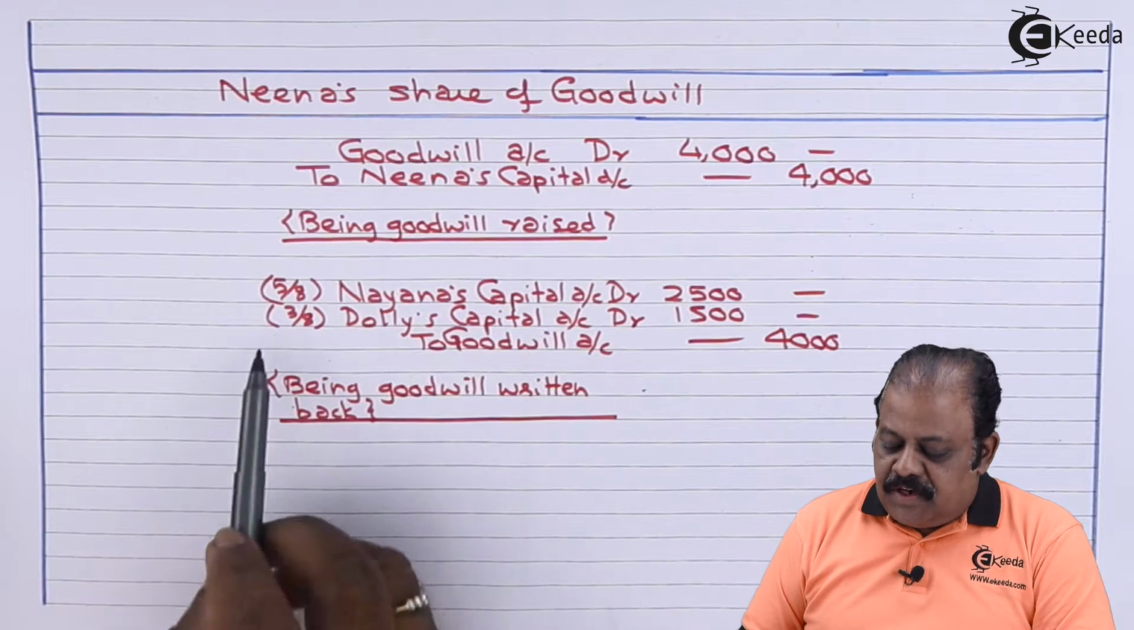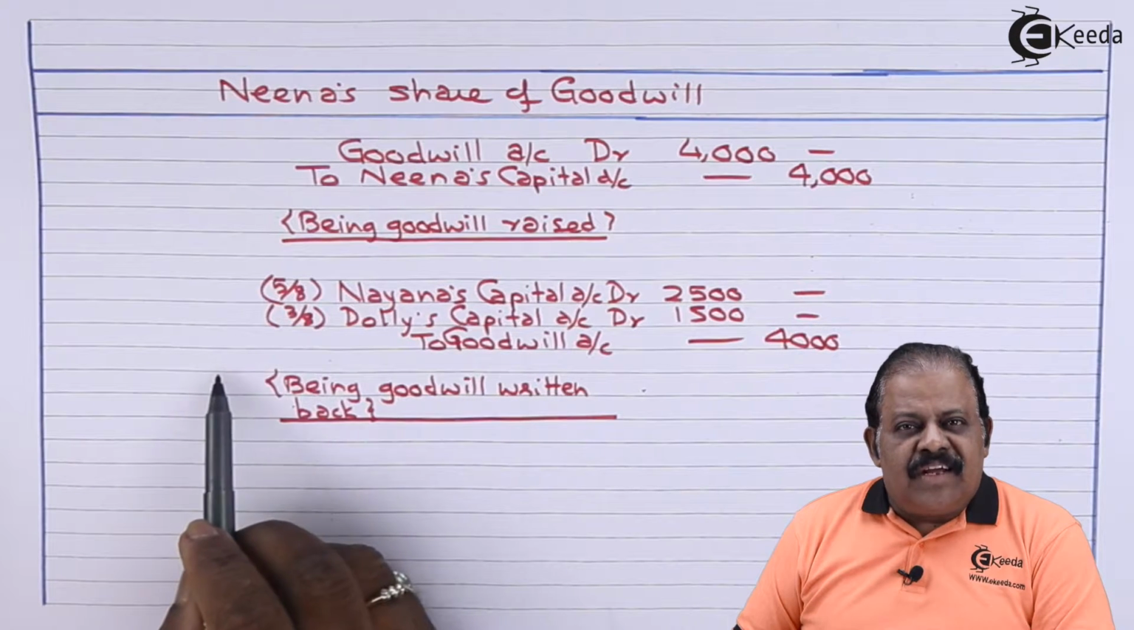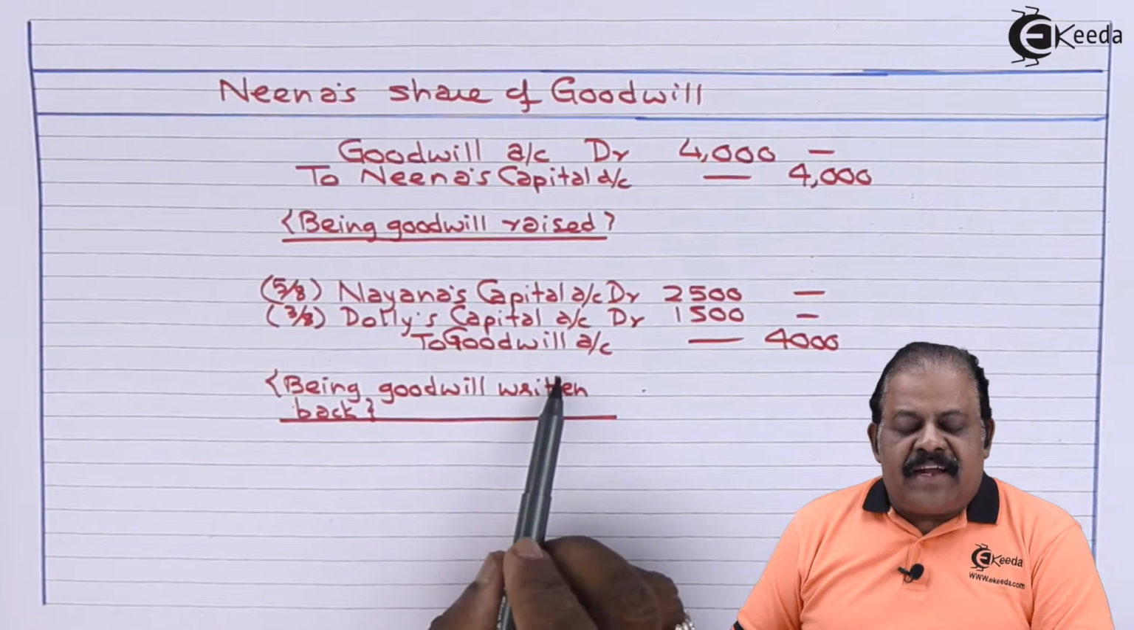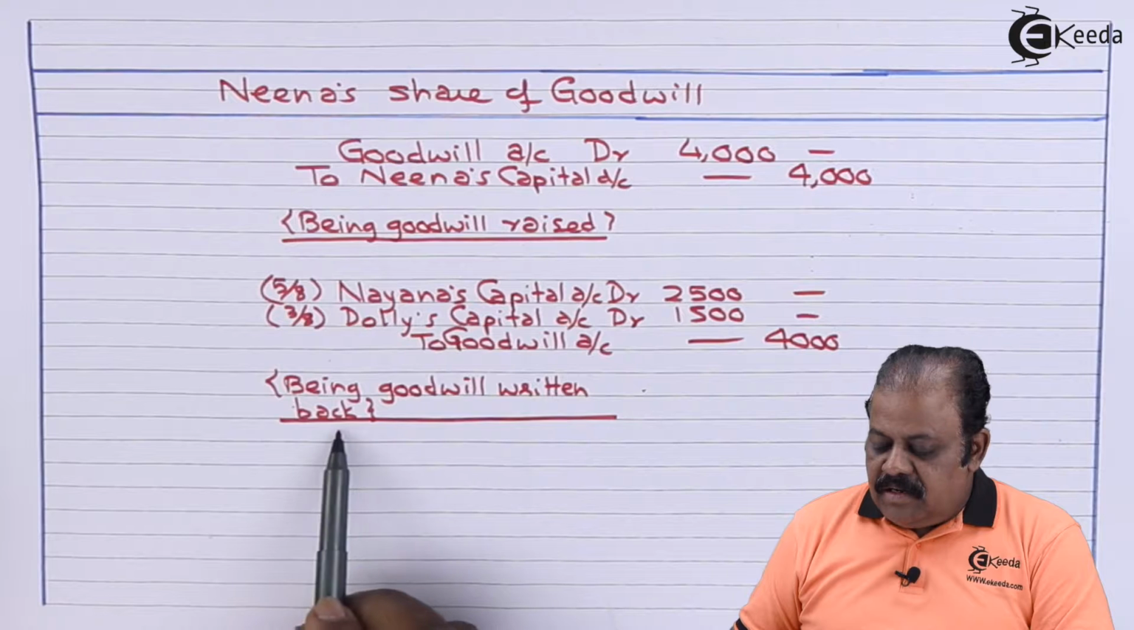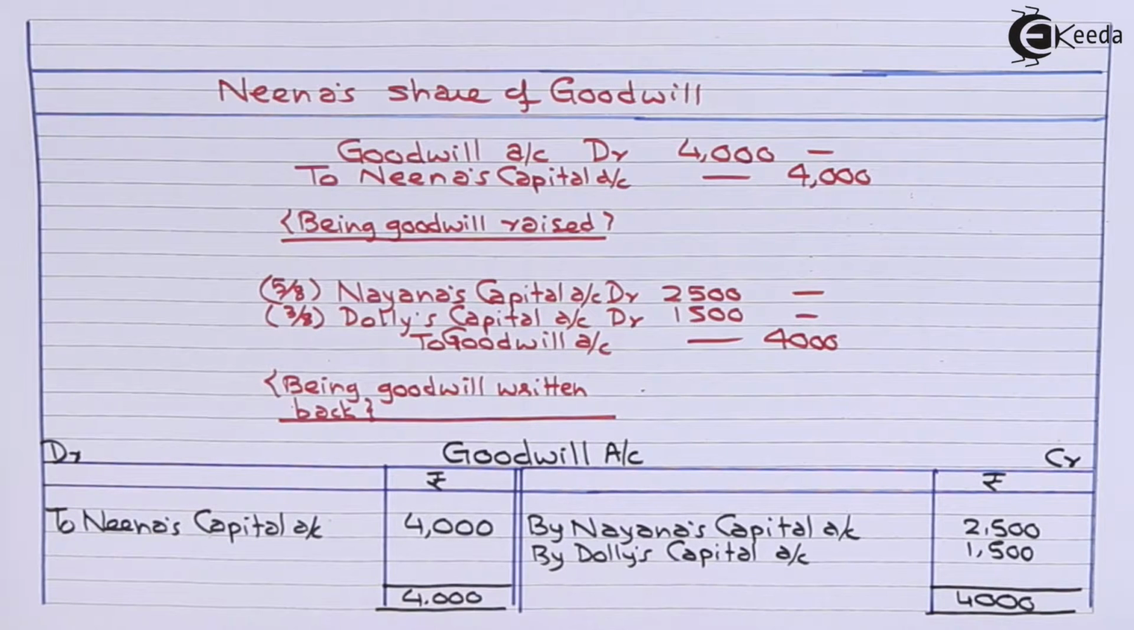New ratio of the firm is 5:3. According to the clear information, goodwill raised is written back in the same ratio. If we open goodwill account, position will be like this. Goodwill account debit to Nina's capital account 4,000. This entry is posted here. Posting of this entry on credit side by Naina's capital account 2,500, by Dolly's capital account 1,500. Both the side total is 4,000. Goodwill account is closed, no closing balance. It indicates that it is raised and then written off. So no goodwill will appear in new balance sheet of firm.